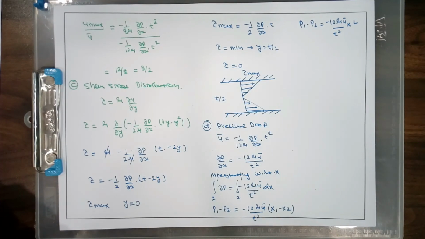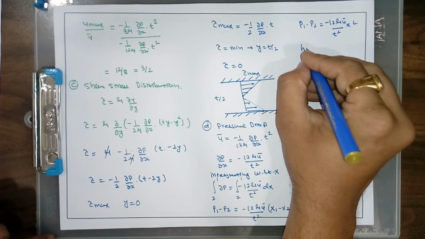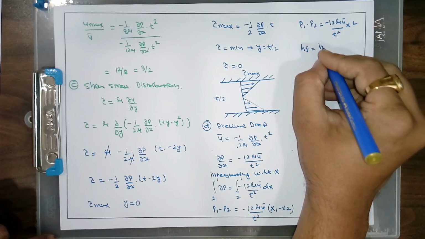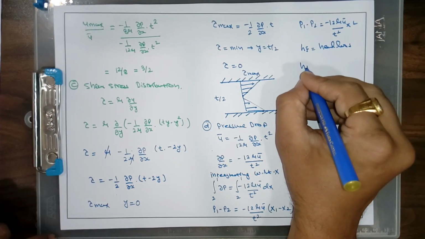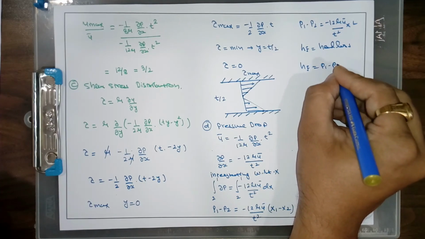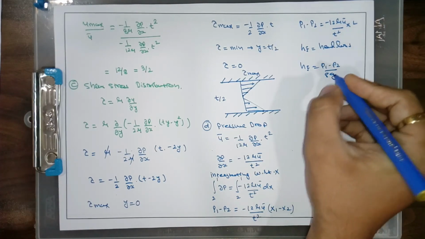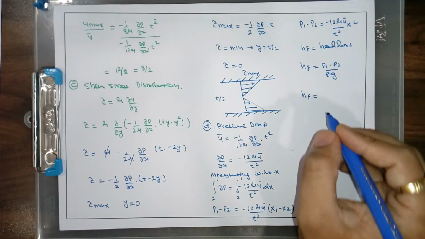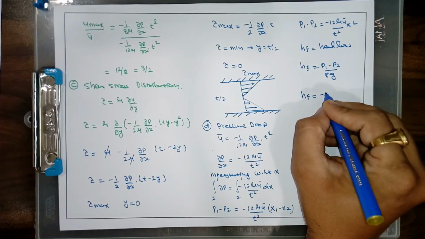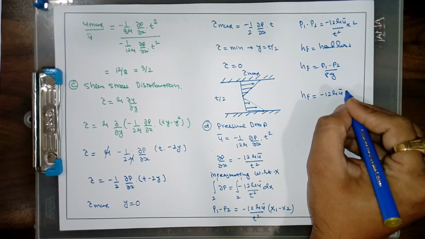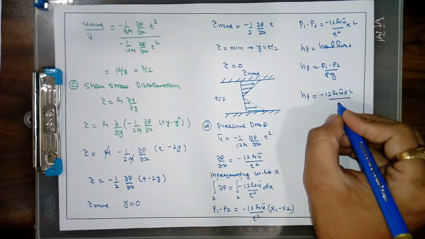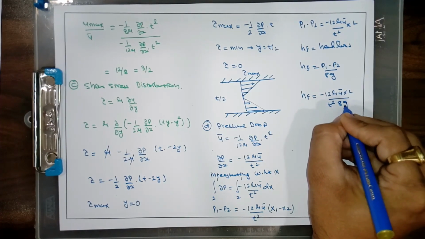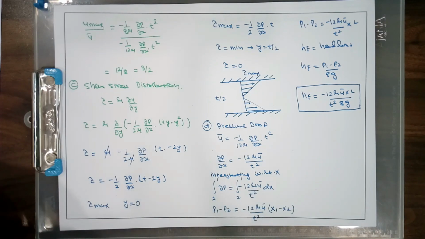Now for the calculation of head loss, which is equal to hf. So hf equals (P1 − P2) divided by ρg. So we get the formula for calculation of head loss for this case as -12 μ u-bar into L divided by t² into ρg. This is the formula using which we can calculate the pressure drop in the flow of viscous fluid between two fixed parallel plates.